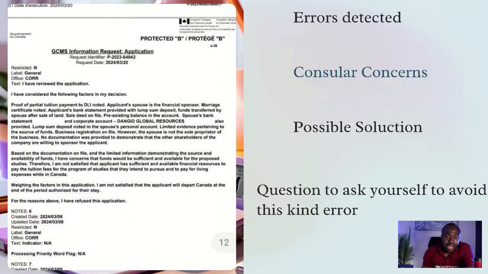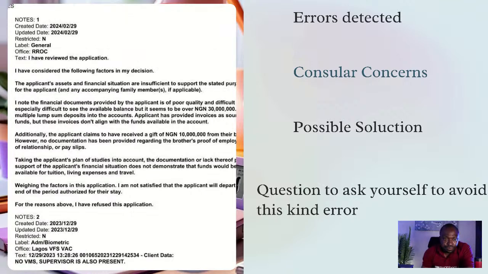So let's check another GCMS note. Okay, so you see, most of these GCMS notes, like I said, are financial related. So now let's look at this particular one. It says the applicant's assets and financial situation are insufficient to support the stated purpose for the applicant and any accompanying family member, if applicable.